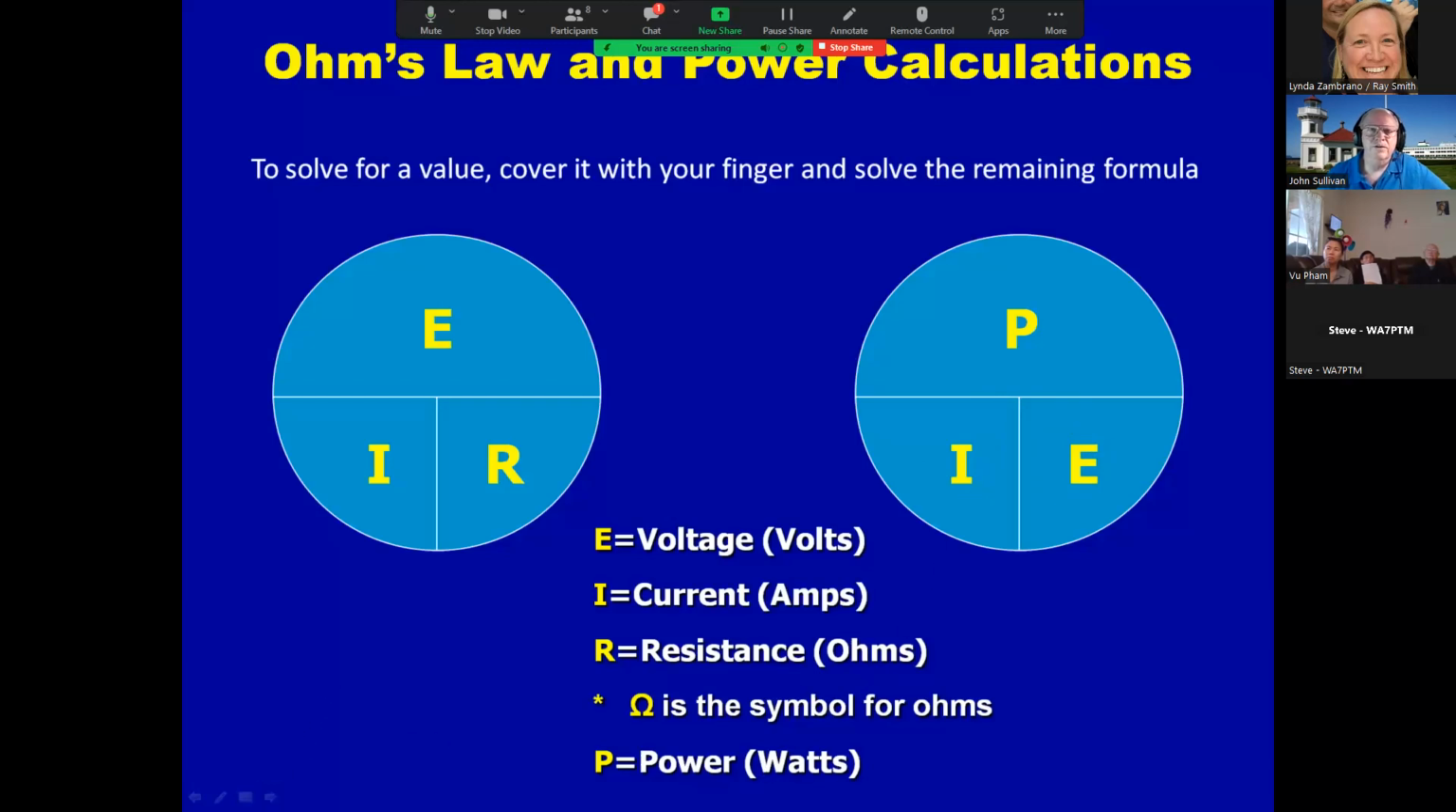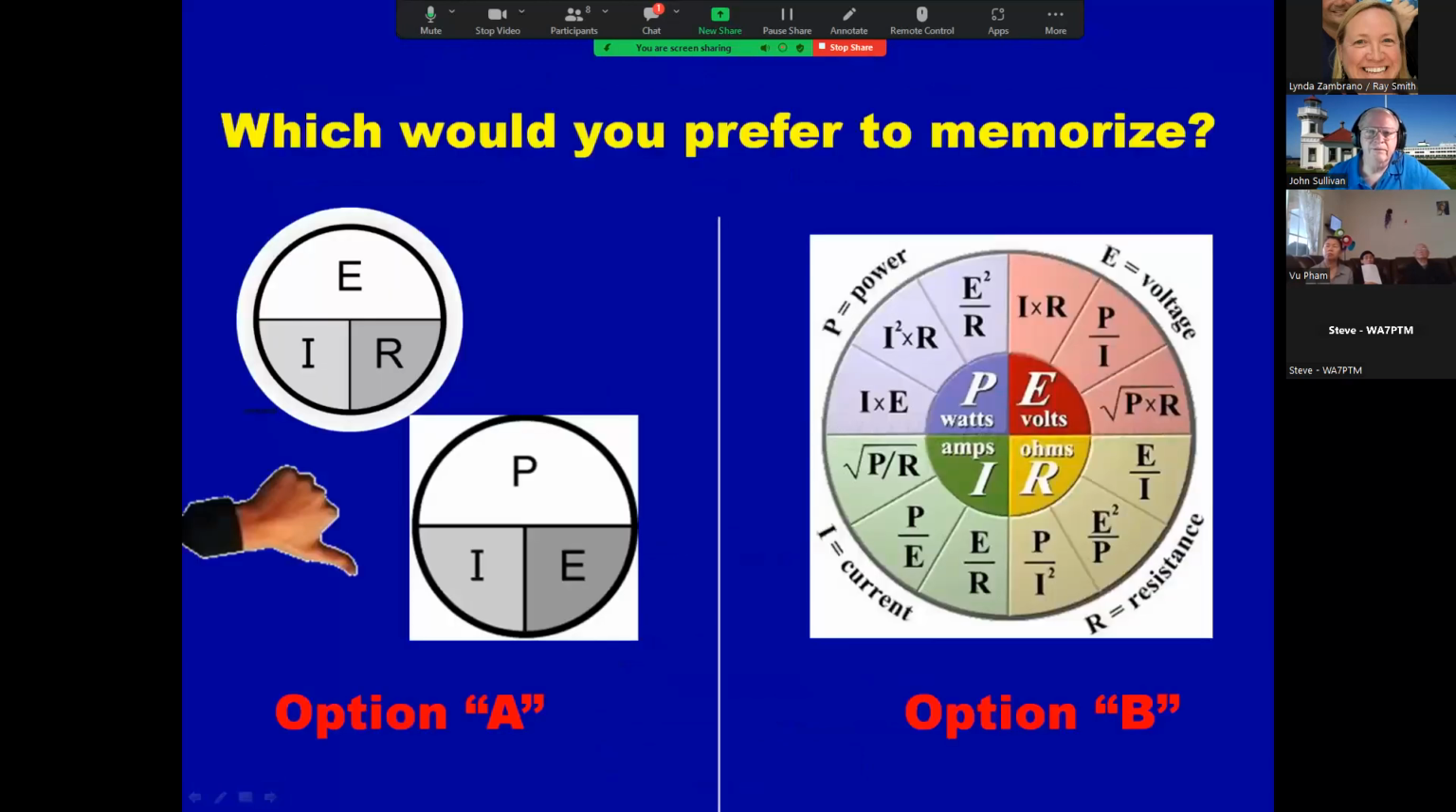That's why we show this. All those combinations, you could actually have a chart like on the right that tells you what each of those are. Which one would you rather memorize, the one on the left or the one on the right? I think that's kind of a no-brainer. It's the one on the left that you want to do. So let's apply these to the question pool.